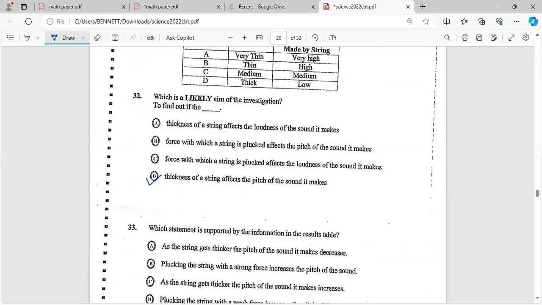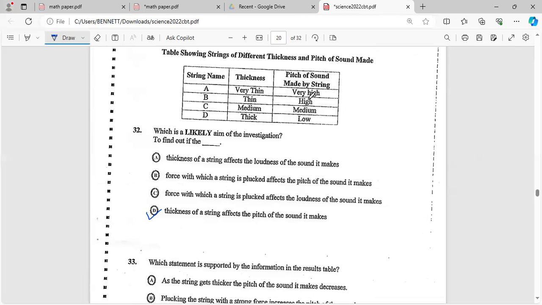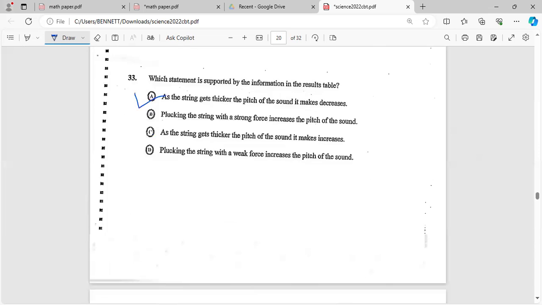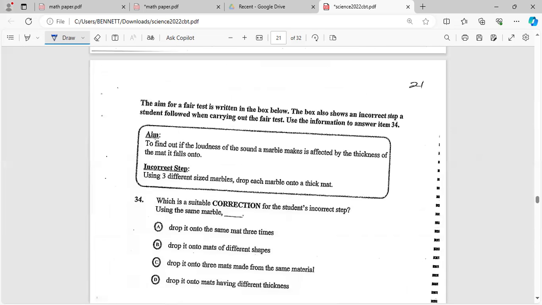Alright, so first we add a very thin string and it makes a high sound. A thin one, it makes high. Medium, it makes a medium sound. A thick one and it's low. So as the string gets thicker, the sound decreases, right? So it was thin, it made a high sound. The thick one made a very low sound, so that would be A. So guys, just look at the table, whatever they give you, and make sense of it. You guys are smart. You guys are awesome.